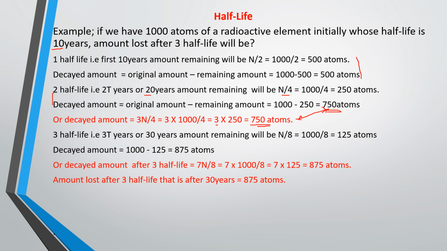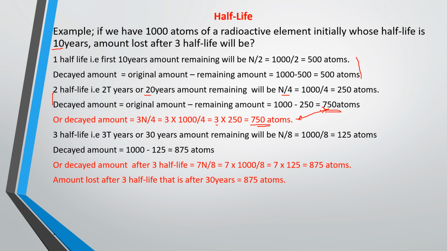Okay, I hope you understand this. Now at the 3 half-life, which is 3 times t, 3 times t is 30 years, which means at 30 years, the amount of the substance that will remain is n over 8. Go to that table and see it, which is 1000 over 8. That gives you 125 atoms.